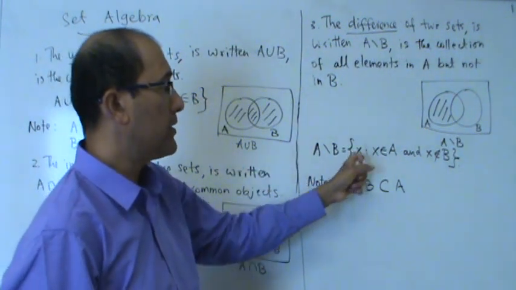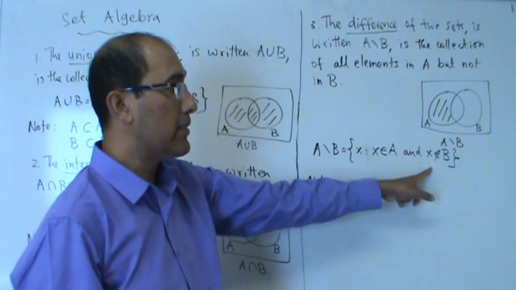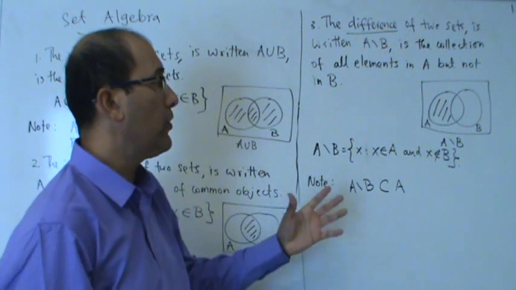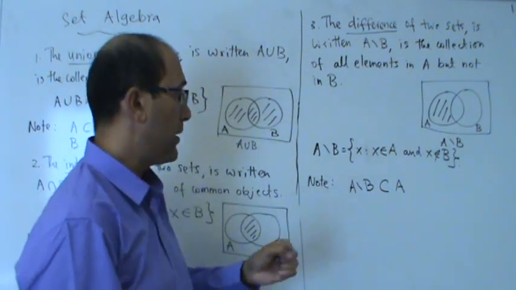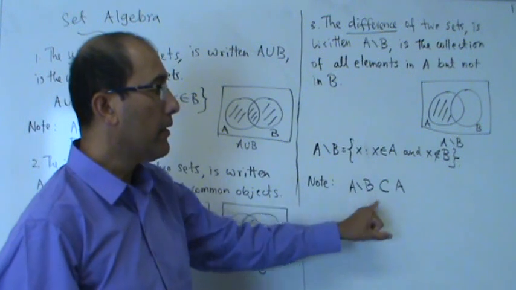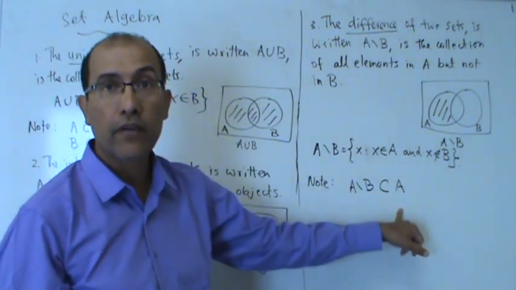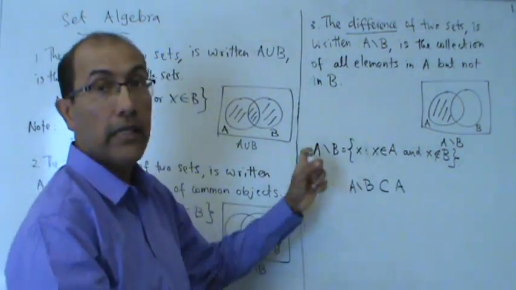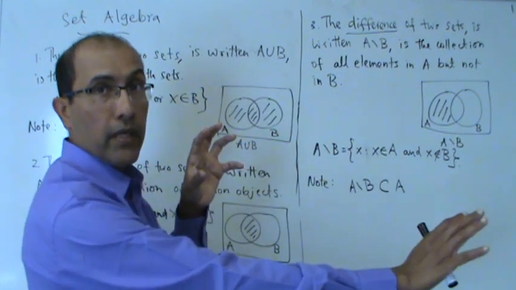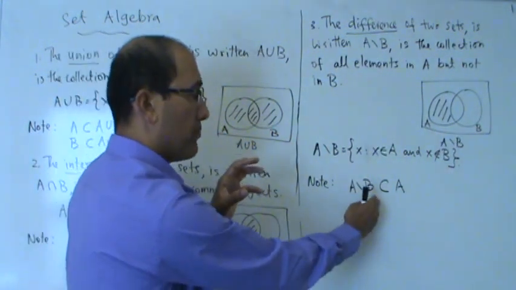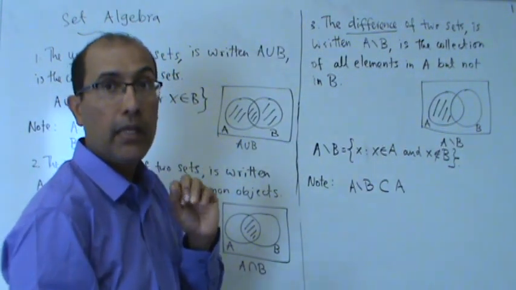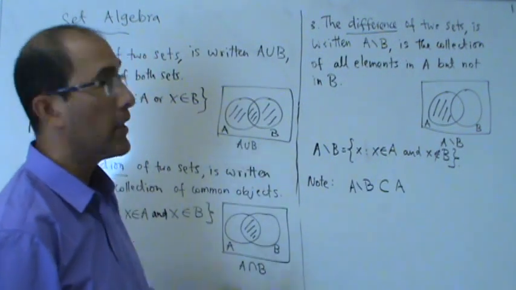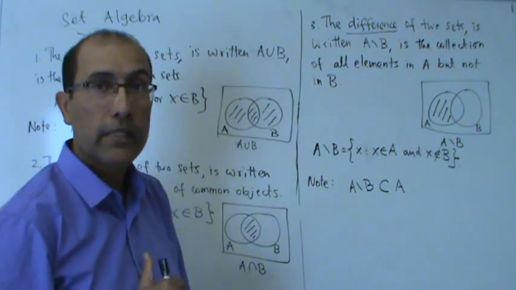So A difference B is X. X must be in A and X cannot be in B. So anything that's in the common area must also be removed, and then you have what's called the A difference B, and you will see that the difference set is always a subset of the set A, and it has nothing to do with set B. So from set A we have taken away whatever is in B, and we have only a subset of A. That's the set difference. So we have three operations that we can do with sets.